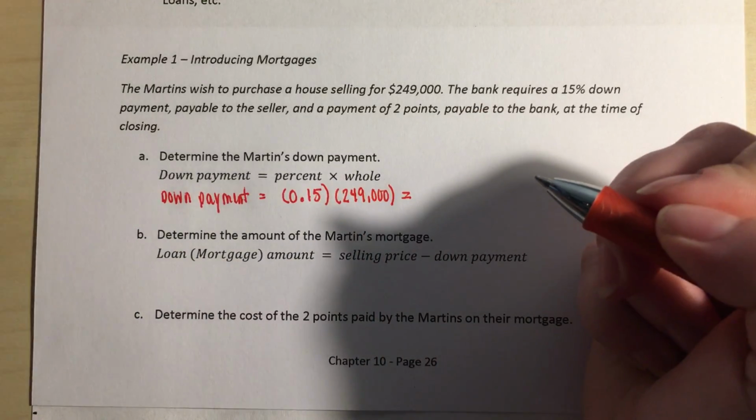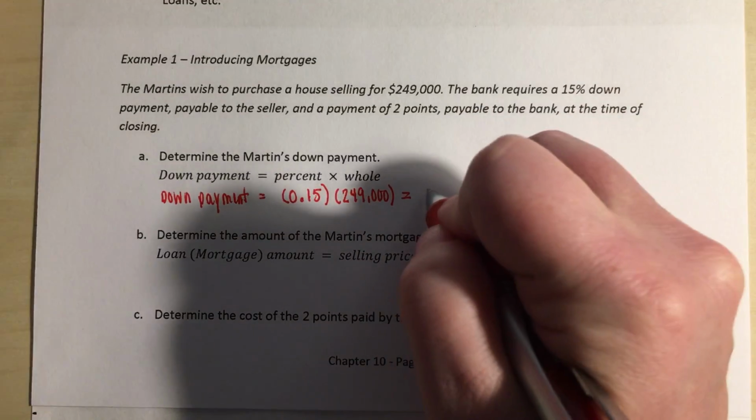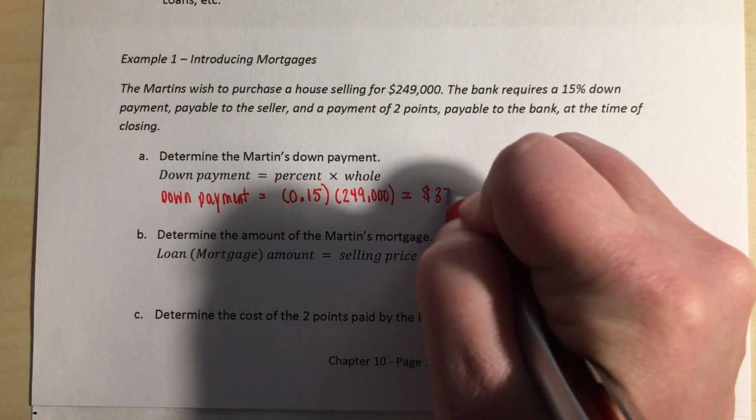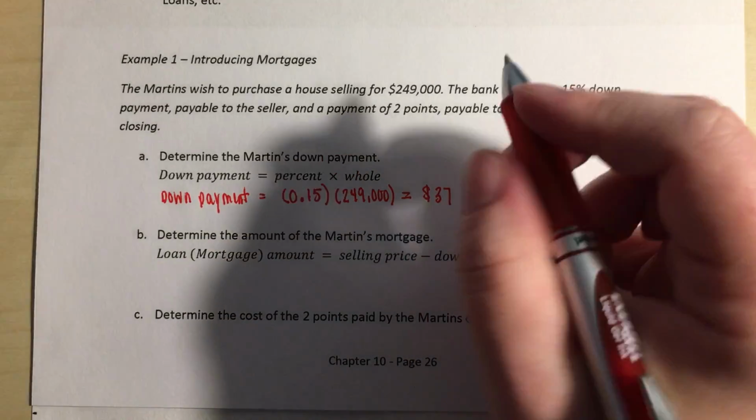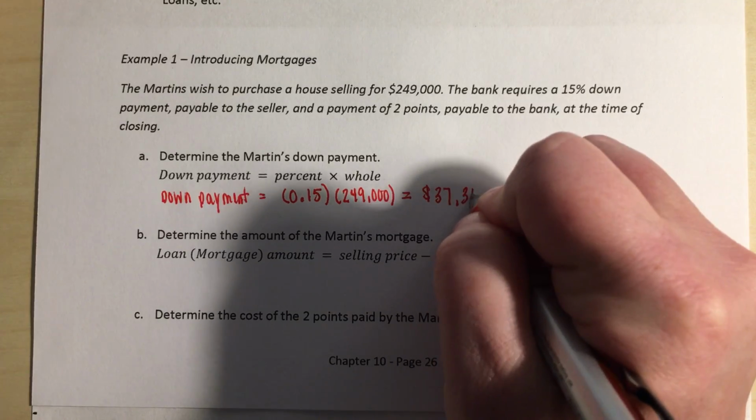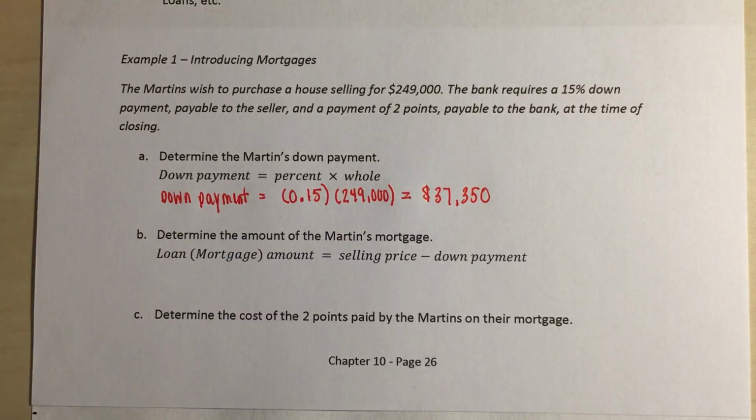Right. We are going to multiply these together and we get a down payment of $37,350. So that is our 15% down payment. Right, determine the amount of the Martins' mortgage. Again, as we've done in previous sections, we're going to take our down payment amount and subtract it from our original selling price.